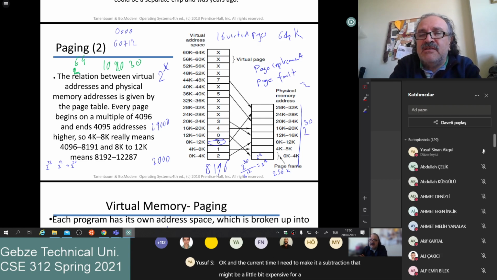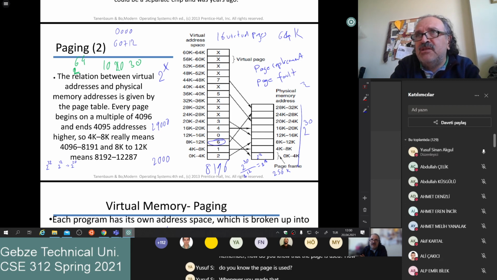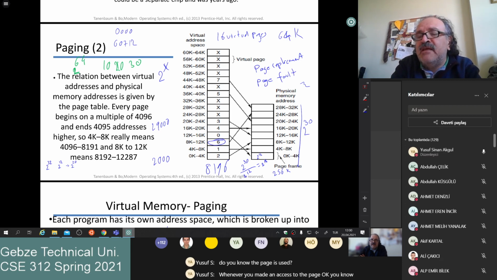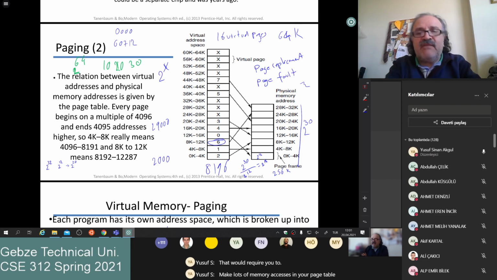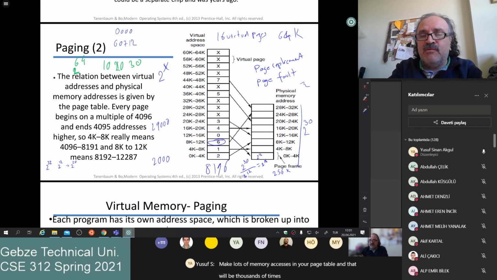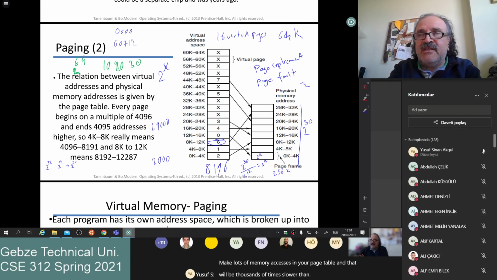for a page, because remember, how do you know that a page is used? Whenever you made an access to the page, you know that it is used, but access means the memory access, right? When you are doing the memory access, it is too expensive to go to the page table and make an update. That will require you to make lots of memory accesses in your page table, and that will be thousands of times slower than the version that doesn't use this approach. You understand what I'm saying, Yasin?